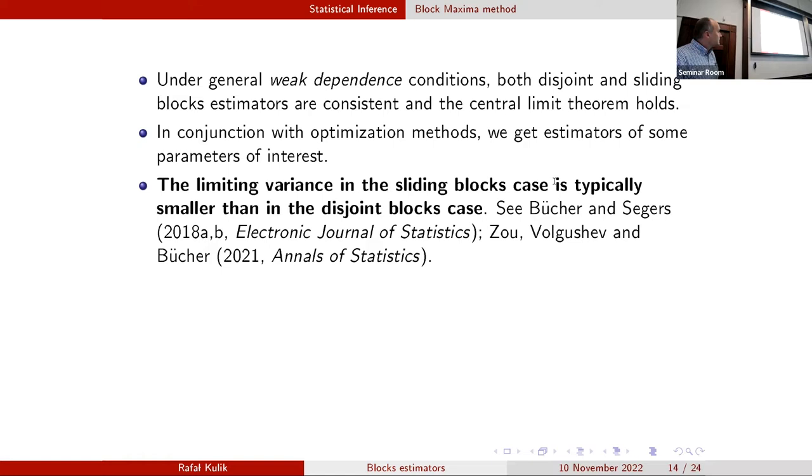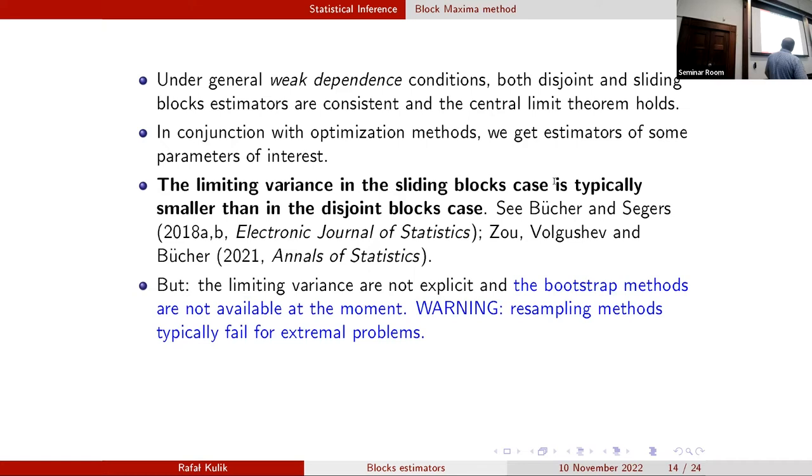Now, what I think is important for this block maxima method is that the variances that show up are completely non-explicit. They are typically some crazy infinite series, and it's not even clear how to get anything from this infinite series. So typically in statistics you would say, okay, let's do sampling methods, bootstrap, whatever types of sampling. The thing is that the bootstrap typically doesn't work in the case of extremes. There are very few results that show that sampling works.